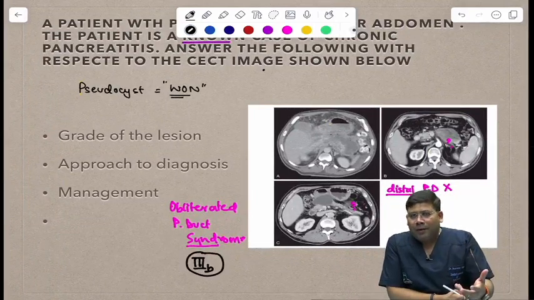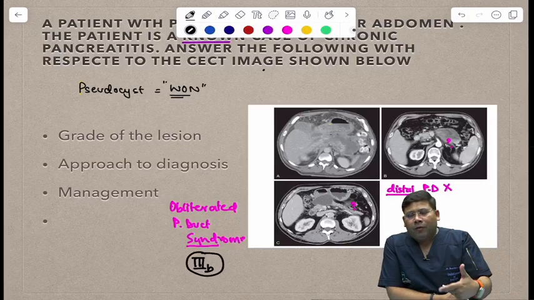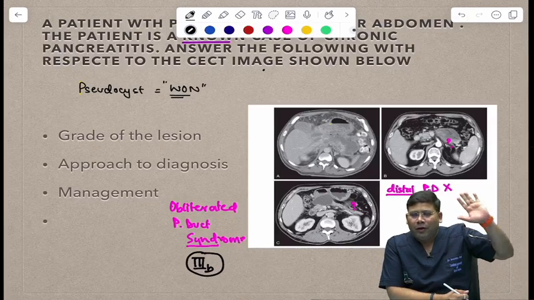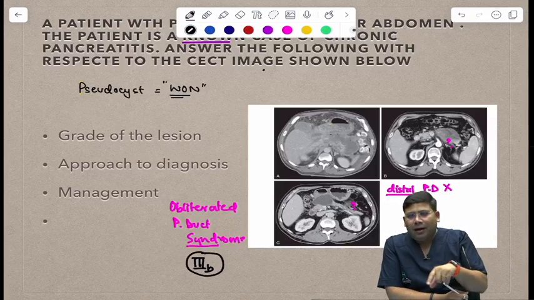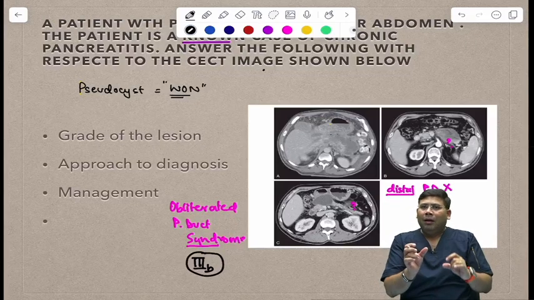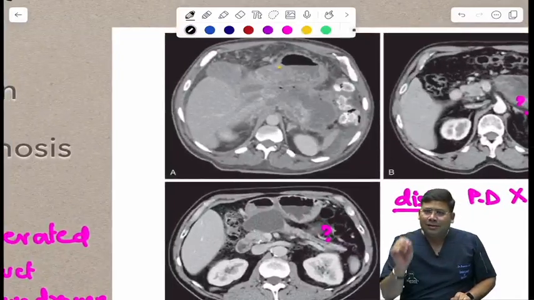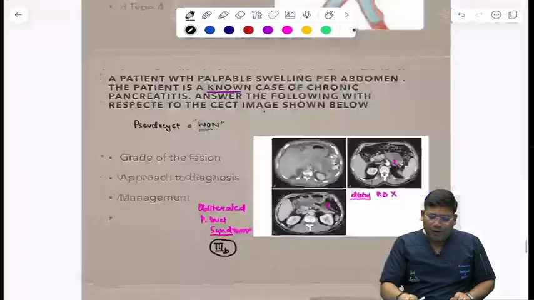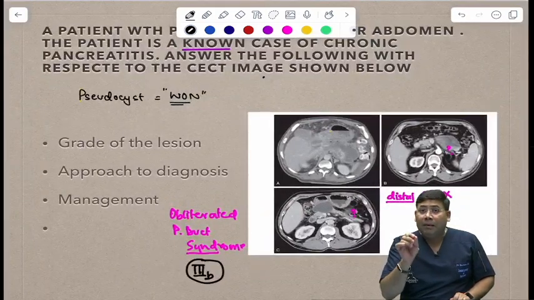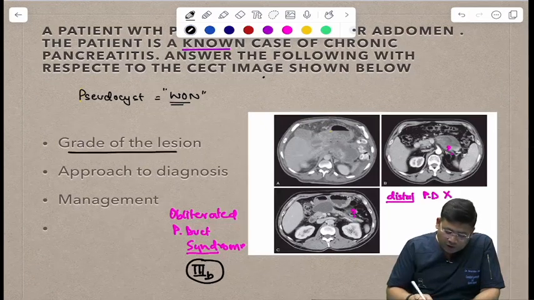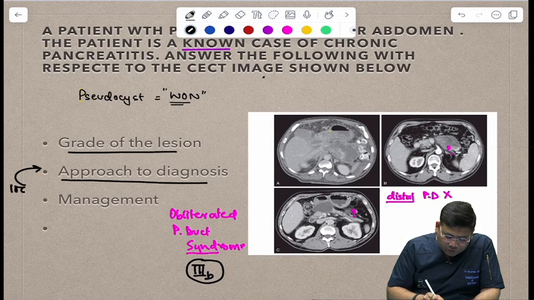But I would not say it to be a type 4, even though the history is of alcohol induced chronic pancreatitis, because here you don't get to see that typical chain of lakes appearance. So this is the distal CBD, the distal main pancreatic duct has been obliterated. So ye type 3B ki criteria mein aayega. So one very important thing: what is the approach to diagnosis? Investigation of choice for them is CECT.